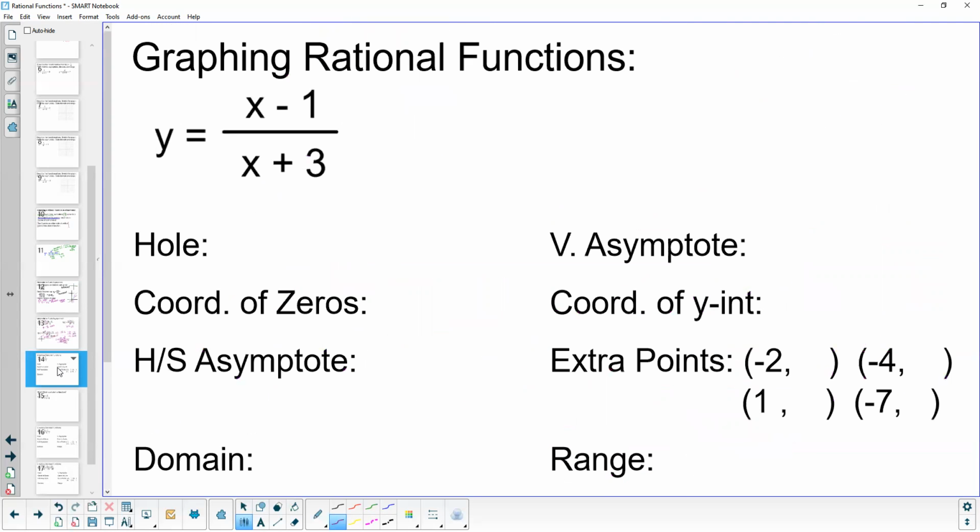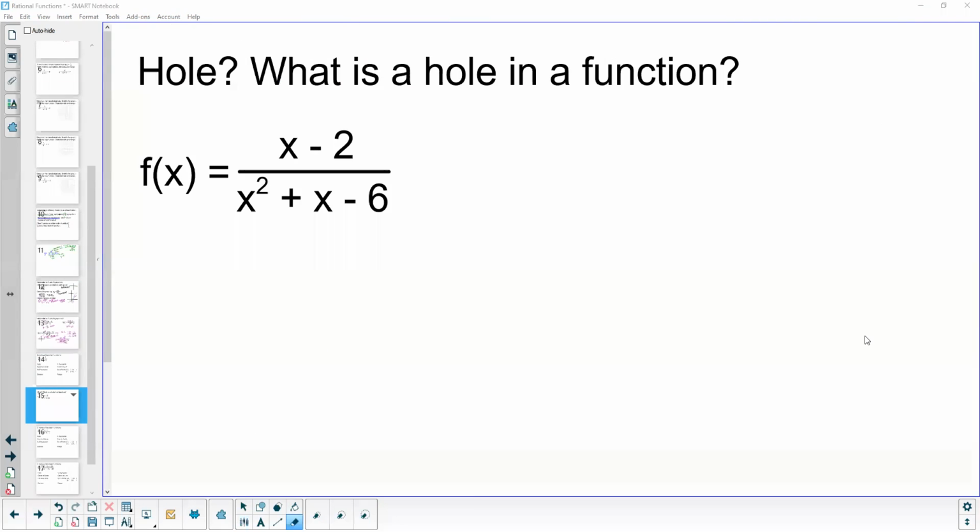Now you're going to see that there's a lot of information up here that we want to fill in. All this information will help us get a more accurate picture of our graph, including things like finding the coordinates of our zeros, our y-intercepts, our horizontal or slant asymptote, vertical asymptote, extra points, domain, range. Now the very first thing on here asks us about what is called a hole. Okay, so you may be asking yourself, what is a hole?